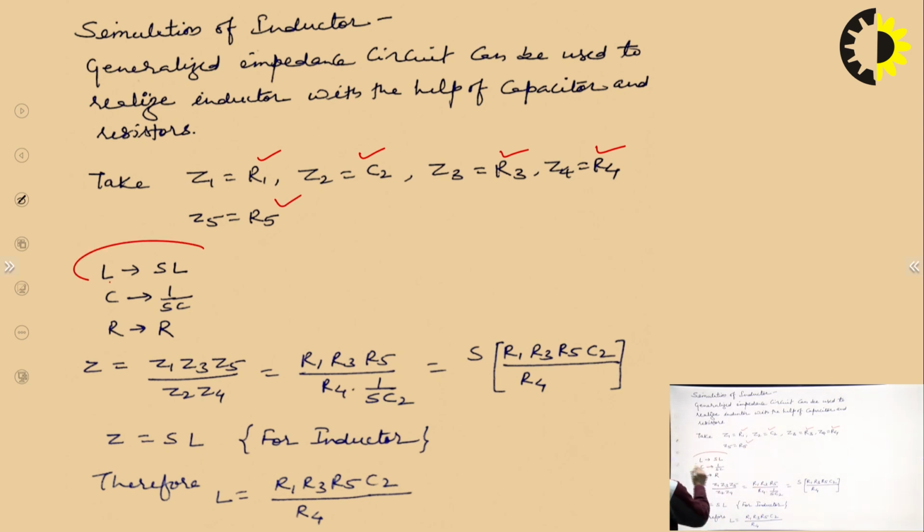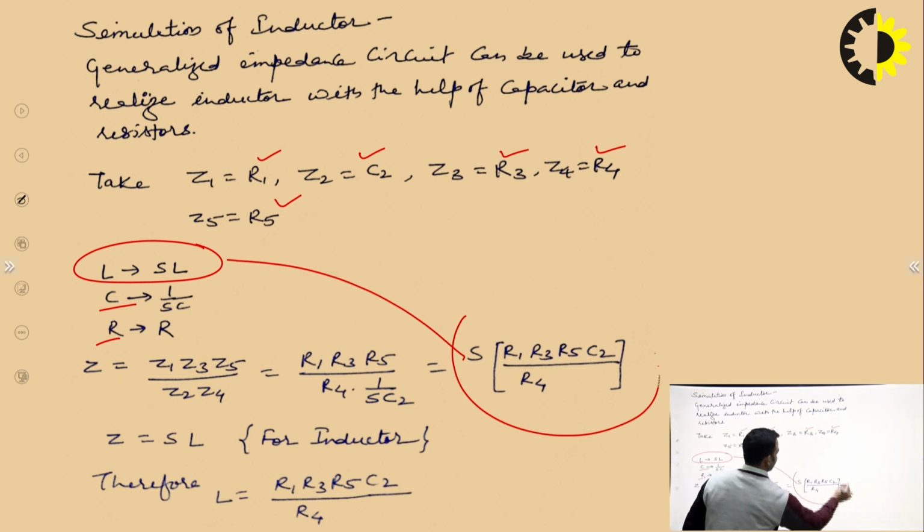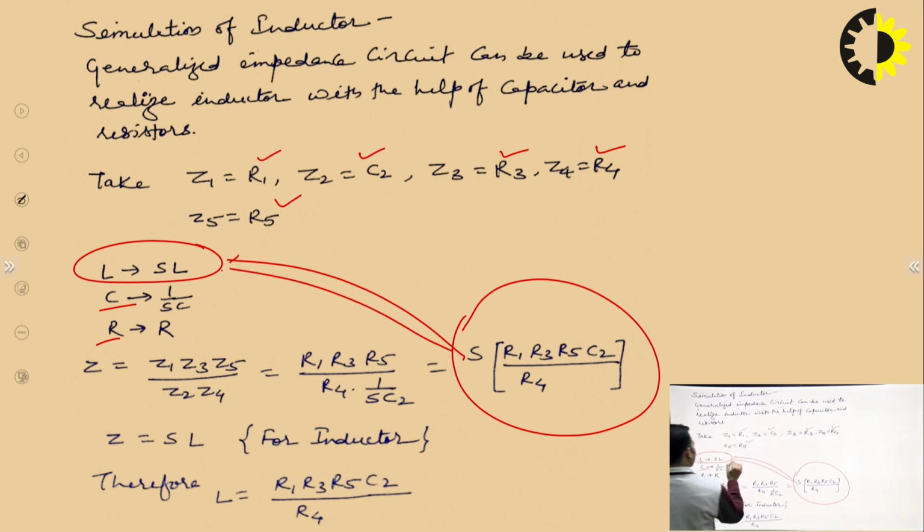You know by Laplace, L is equivalent to SL. This is C and this is R. So now if you put these values in the expression for Z, you will get R1, R3, R5 upon R4 into SC2. So you will get this, and any impedance which is like this is the response of an inductor. So from this, if you eliminate S, then you will get the value of L, the inductance.